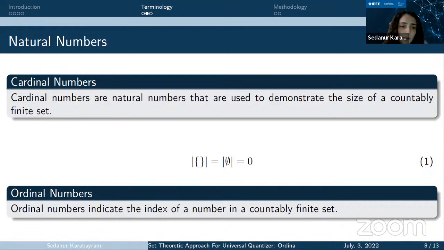So natural numbers can be defined as cardinal and ordinal numbers. Cardinal numbers are the natural numbers that are used to indicate the size of a countable finite set. So as you see in the first equation, there is an empty set, and this empty set contains 0 elements inside of it, so its cardinality is 0.